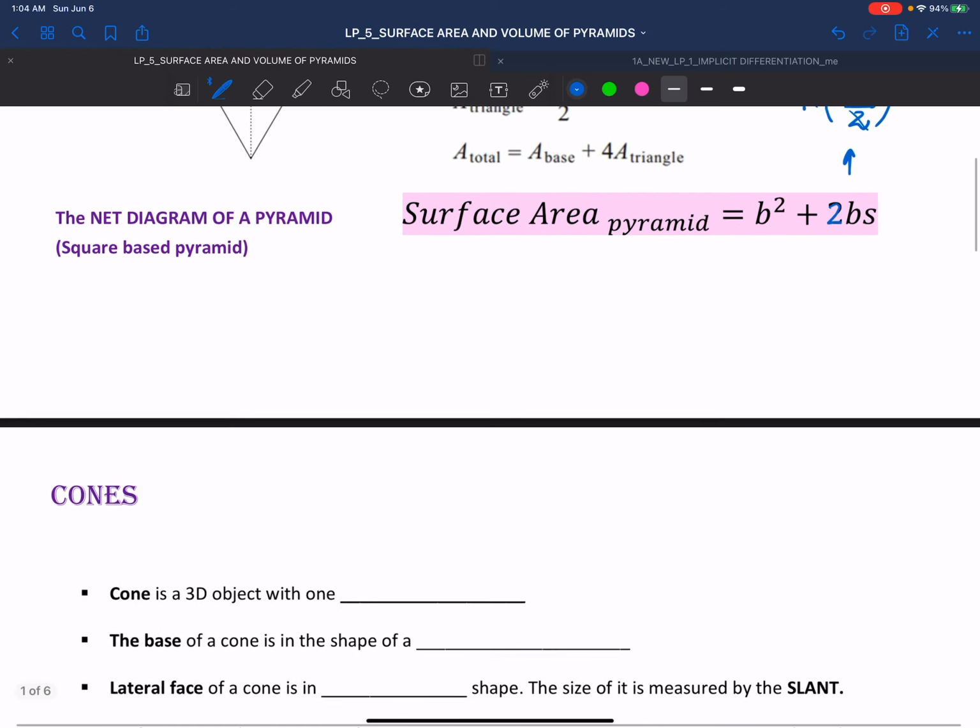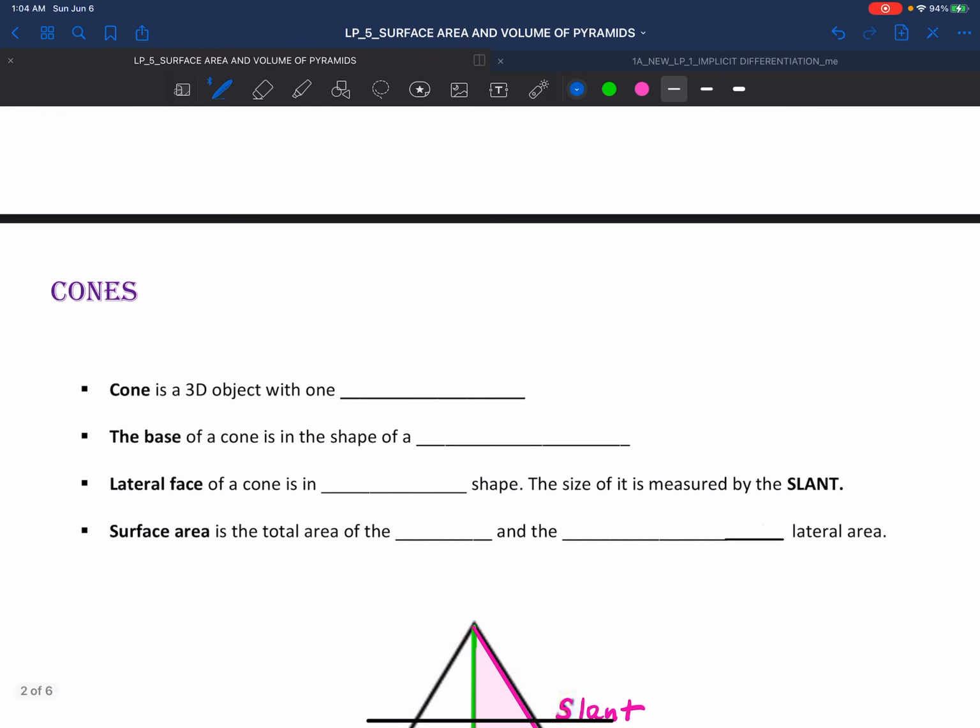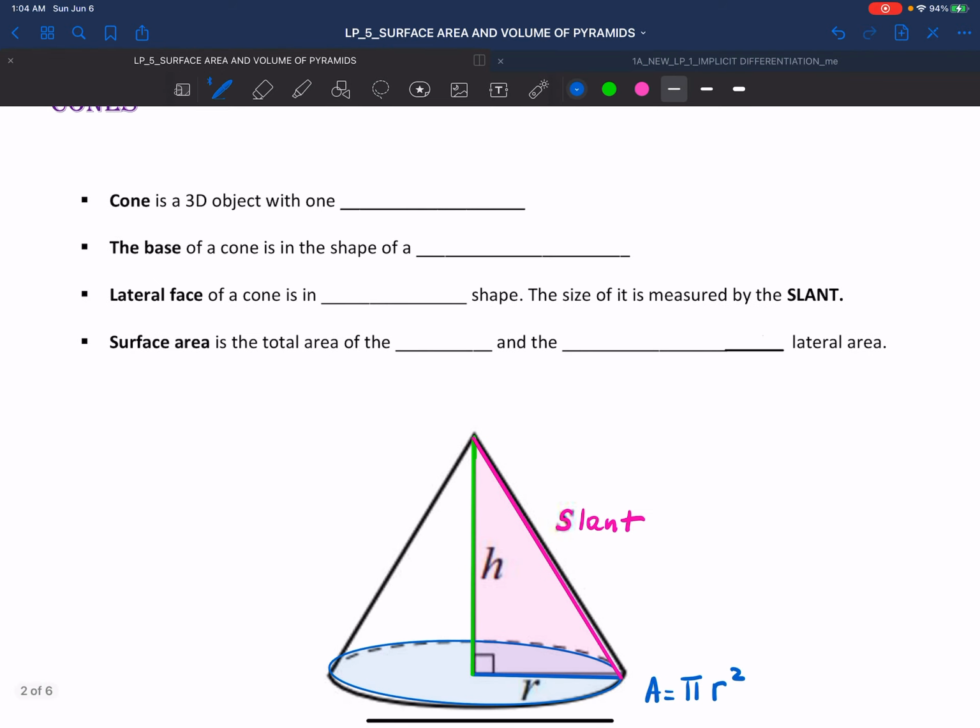Now let's move on to the next shape for today, a cone. Now a cone is a 3D object with one base, just like the pyramid. But this time, the base of the cone will not be polygonal, but it will be circular, unlike the pyramid.